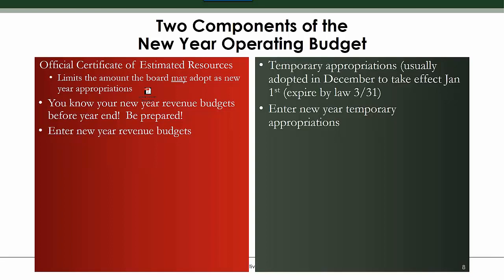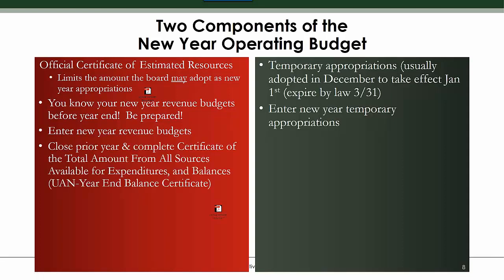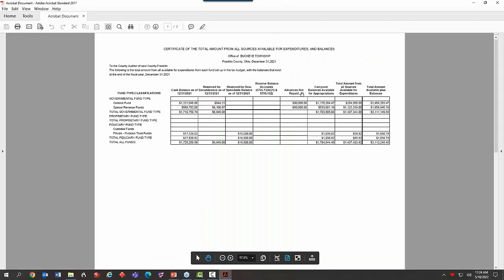Okay, so this is right where we are at the beginning of the year. So January rolls over, we've got these things in place. What happens next? Well, when you close the prior year, you are going to complete a form called the Certificate of the Total Amount from all sources available for expenditures and balances. That is the name of that document. In UAN, it's called the UAN Year-End Balance Certificate. I'll give you a peek at that.